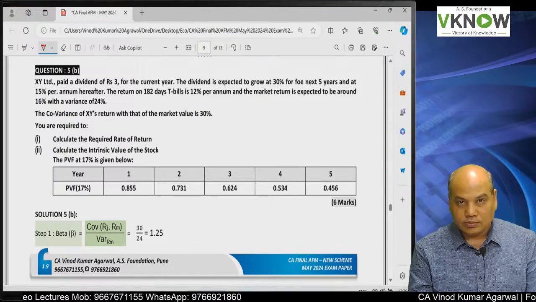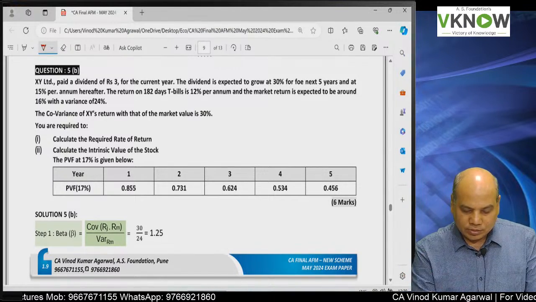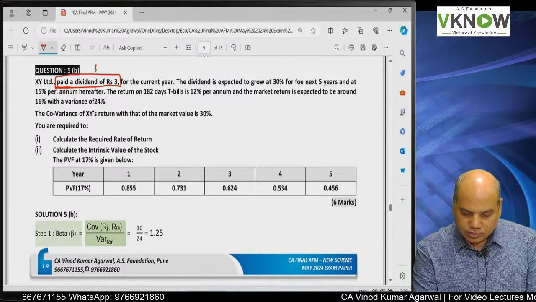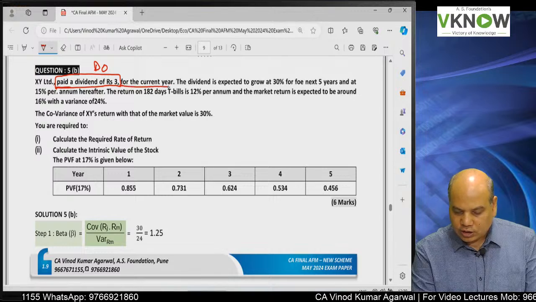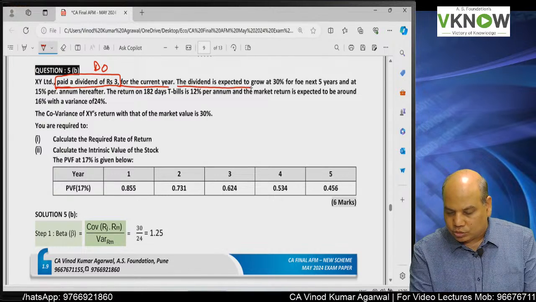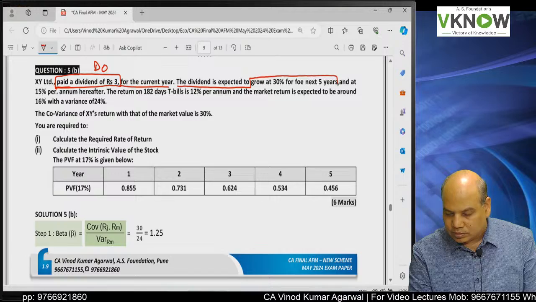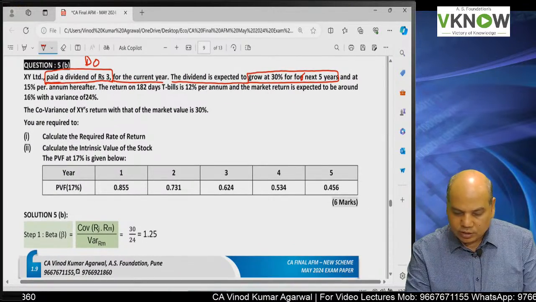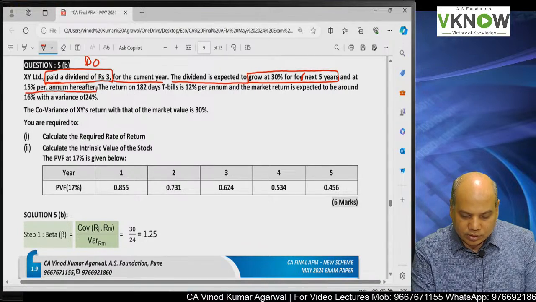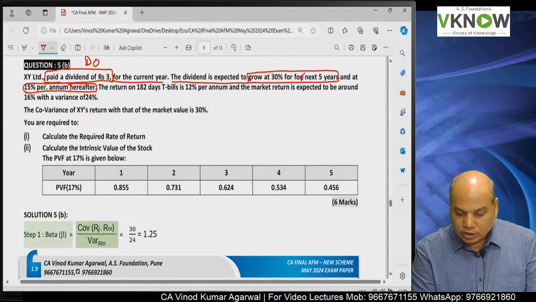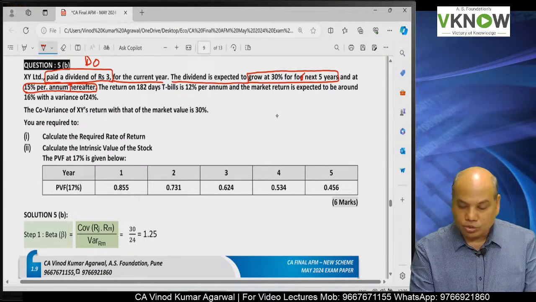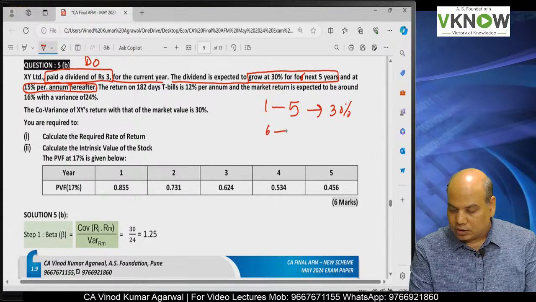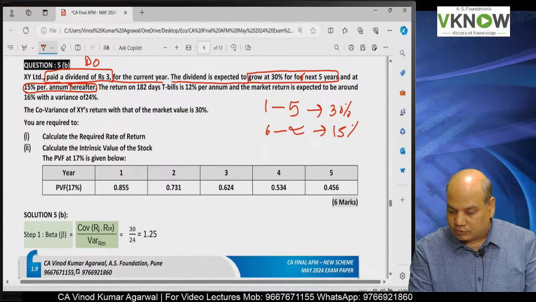5B, another easy question, highly repeated question. XY Limited paid a dividend of 3 D0 for the current year. Dividend is expected to grow at the rate 30% for next 5 years, and at 15% per annum thereafter. Okay, so this is a two-stage growth model. For first 5 years growth rate is 30%, and then 6 to infinity growth rate will be 15%.